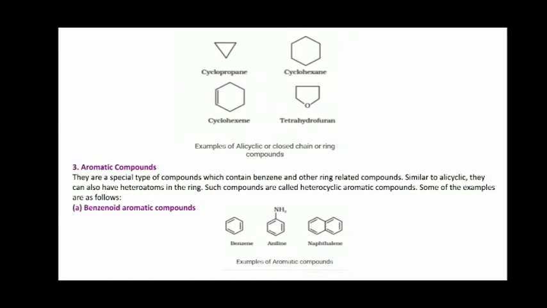They are a special type of compounds which contain benzene and other ring related compounds similar to alicyclics. They can also have heteroatoms in the ring. Such compounds are called heterocyclic aromatic compounds. So that has to follow the aromatic rule. Let's have some examples here. Here we have benzenoid aromatic compounds. Simple examples are nothing but benzene, aniline, then followed by naphthalene.